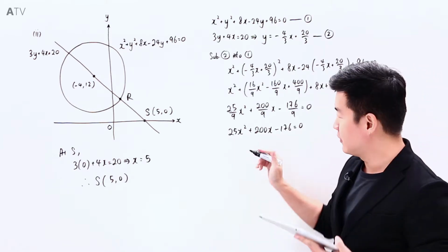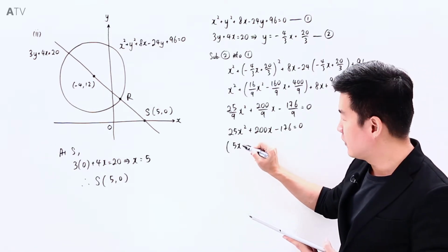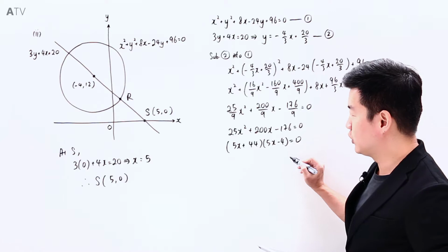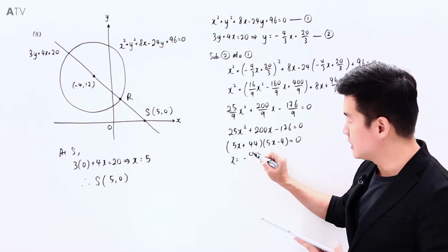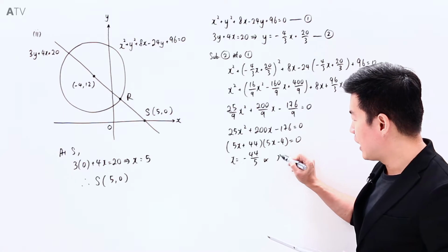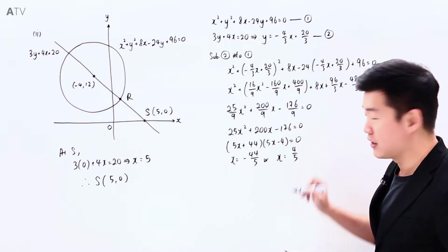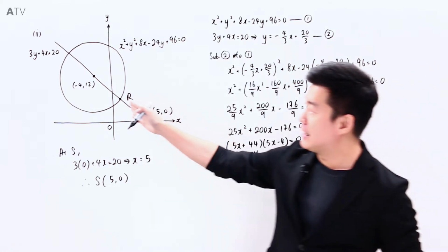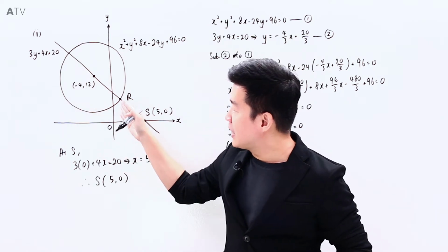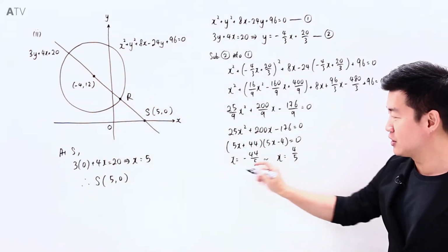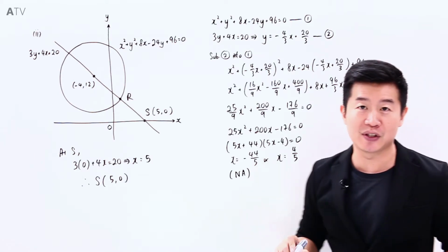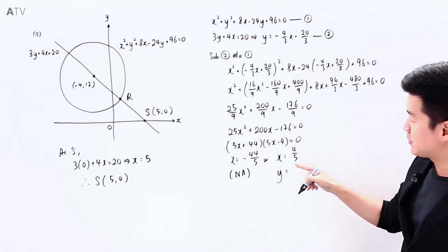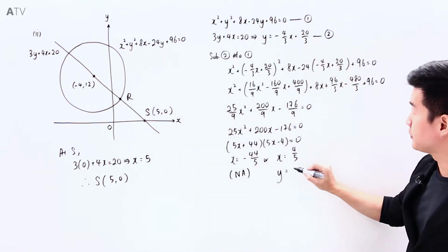And this can be factorized. Factorizing this gives me (5x plus 44)(5x minus 4) is equal to 0, which means that x is going to be minus 44 over 5, or x is going to be equal to 4 over 5. Which is the value of x that I'm going to choose? I'm going to choose this value, because it is either this x value or this x value, and since R is the bigger x value, which is this, this will be not applicable for our situation.